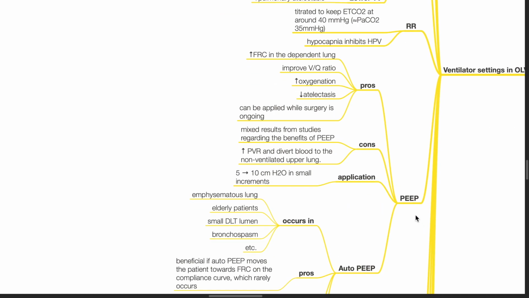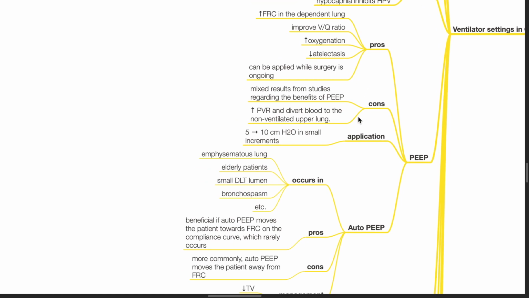PEEP, pros: increase FRC in the dependent lung, improves VQ ratio, increase oxygenation, and decrease atelectasis. PEEP can be applied while surgery is ongoing. Cons: mixed results from studies regarding the benefits of PEEP. There is increased pulmonary vascular resistance, and this diverts blood to the non-ventilated upper lung. Application: 5 to 10 cm H2O in small increments.